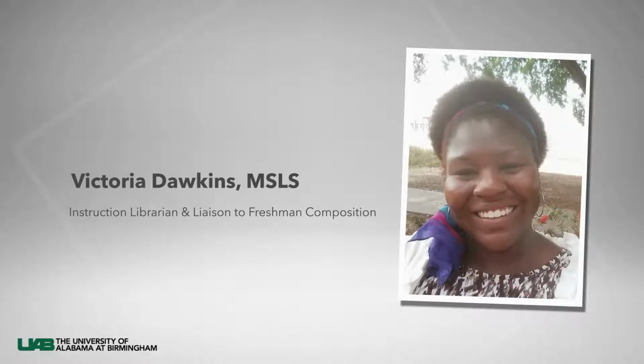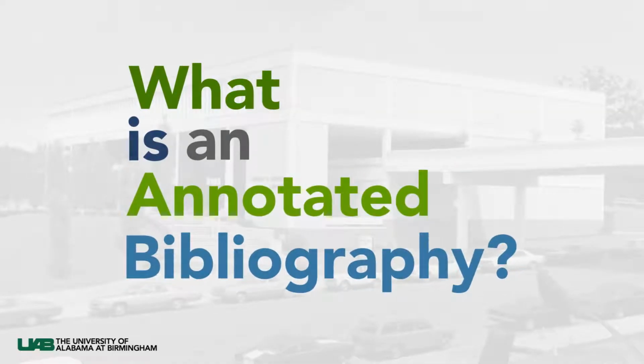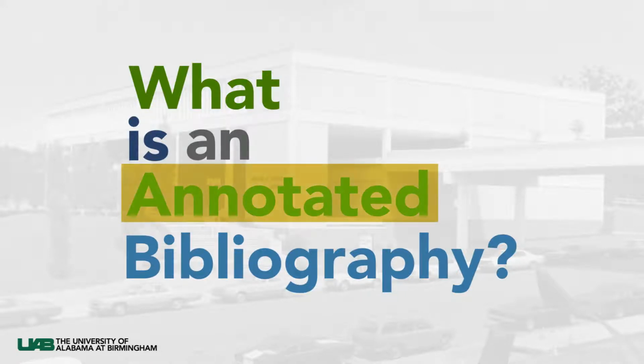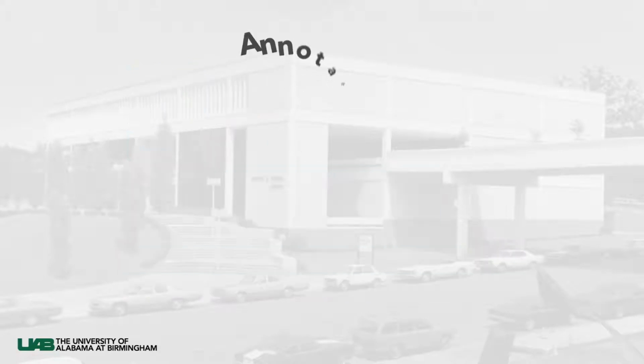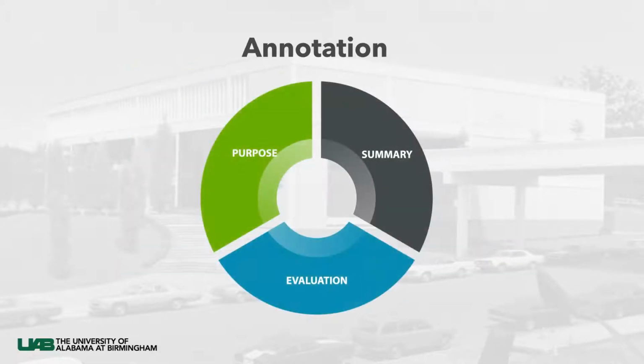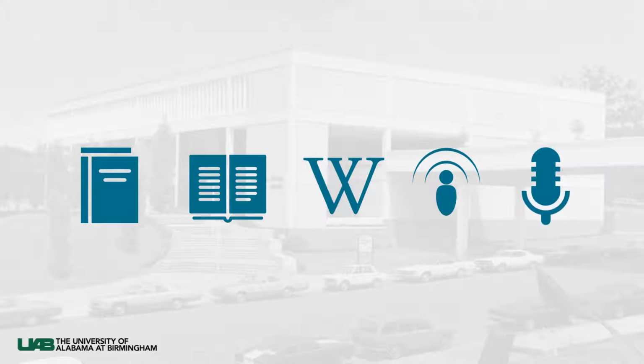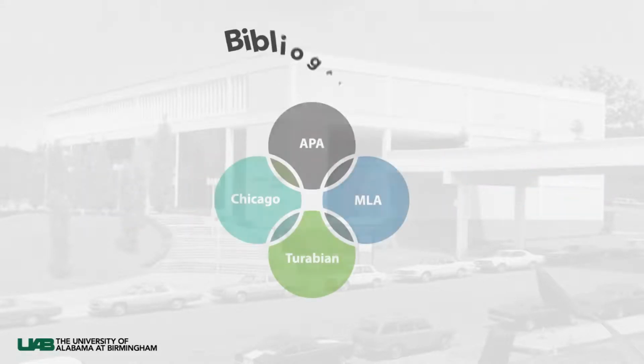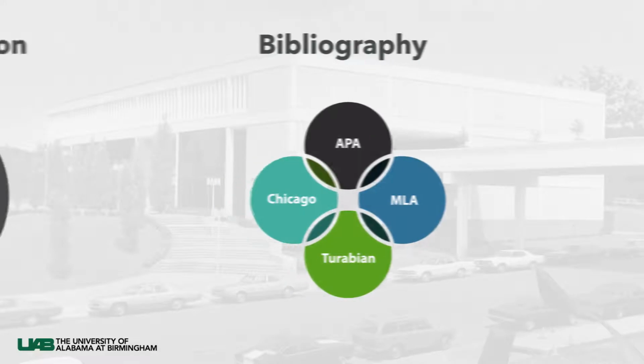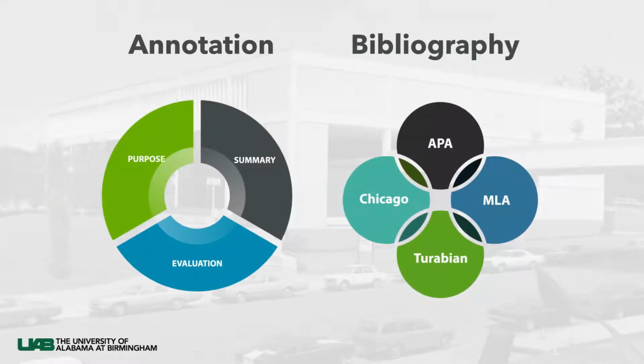Today, we will be discussing how to create an annotated bibliography, what the different components are, and why it is important for your research. So what is an annotated bibliography? An annotated bibliography is comprised of two main parts, the annotation and the bibliography. The annotation includes a summary, purpose, and evaluation of the resource. The resource can be anything, a book, article, wiki, podcast, or voice recording, to name a few. The bibliography is the citation. Don't worry, I will discuss these two main components more in depth later.